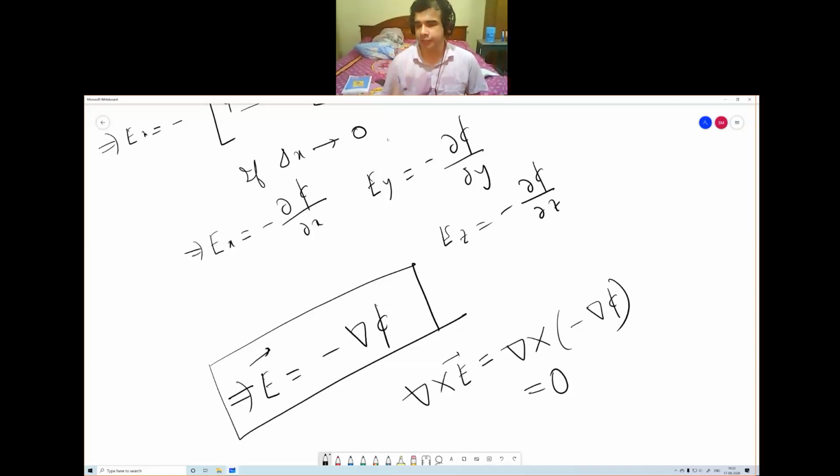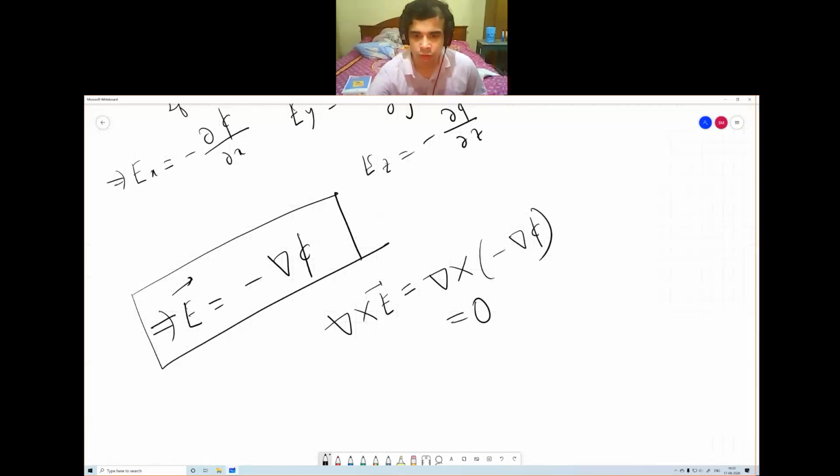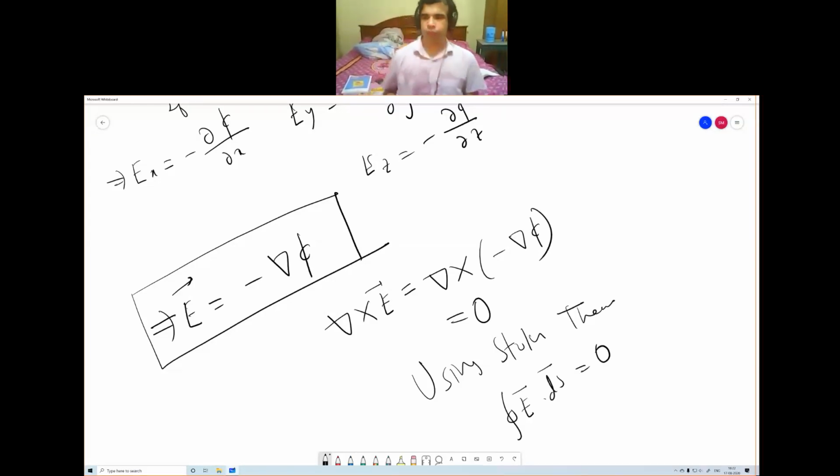This is not valid every time. Just don't put blindly curl of E is 0. For electrostatic case, curl of E is 0. If curl of E is 0, then by Stokes theorem, we can write this is also 0. Is it okay?